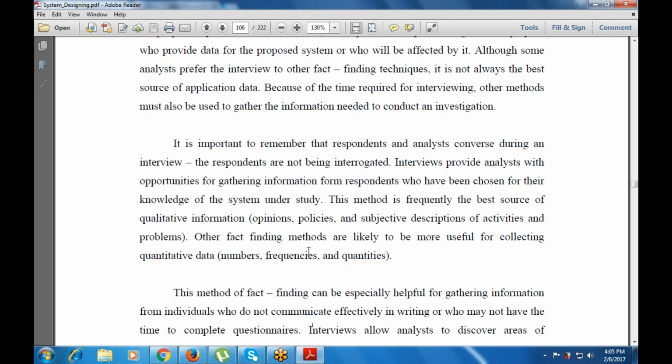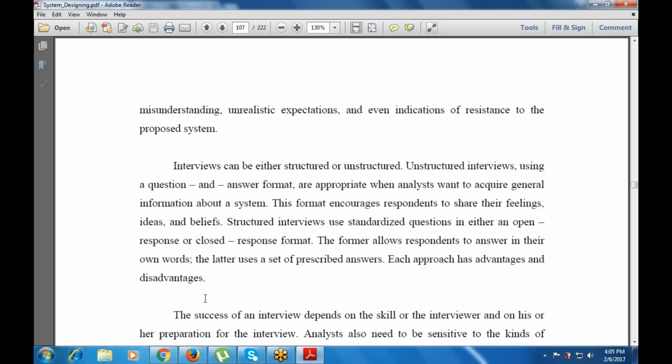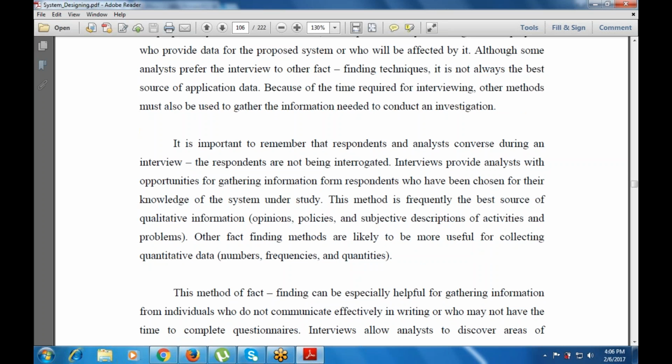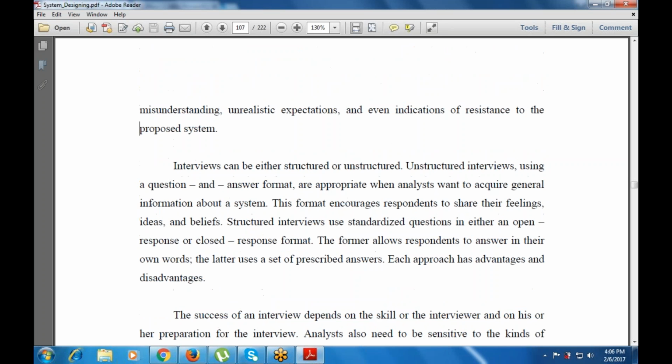This method of fact-finding can be especially used for gathering information from individuals who do not communicate effectively in writing, or who may not have complete information. Interviews also allow analysts to uncover misunderstandings, unrealistic expectations, and even indicators of resistance to a proposed system.